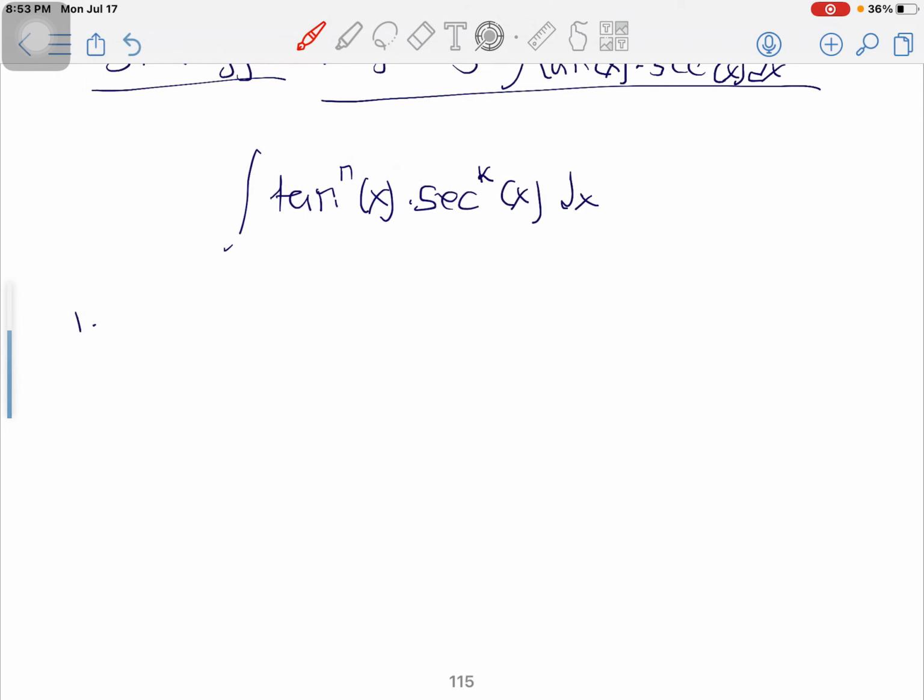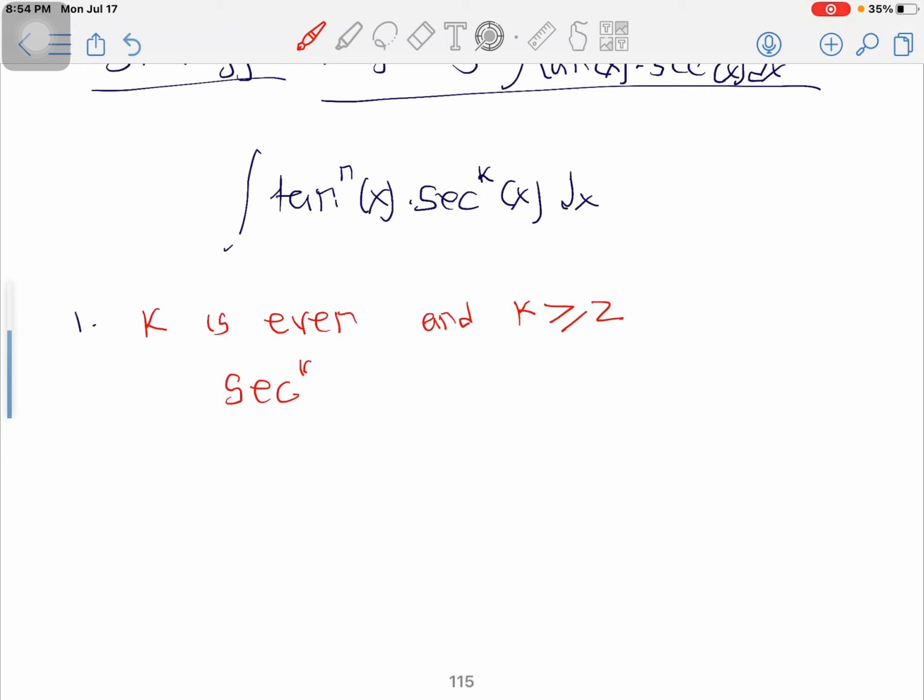The first step that you need to follow is if k, the power of the sec, is even, and the same k has a value which is greater than or equal to 2. That is, if k is even, that means if k is 2, 4, 6, 8. And from here, that's what it means.